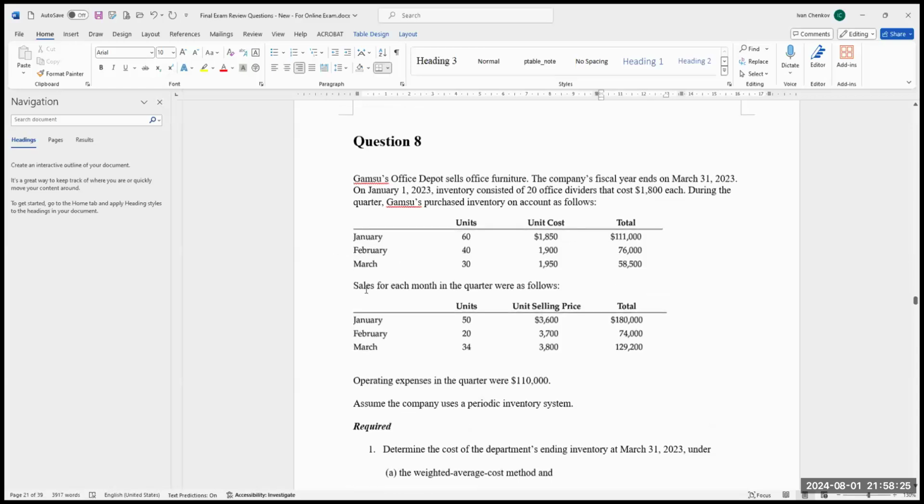So the question here is, do we have the beginning inventory? Yes, we do have the beginning inventory. Do we have all the purchases? Yes, we do have all the purchases. Do we have the ending balance?